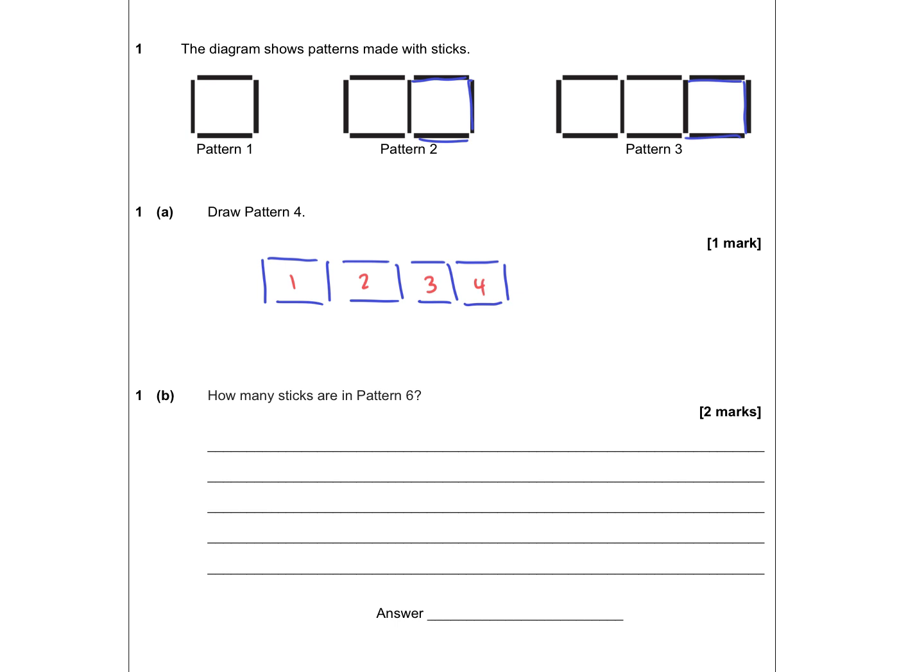All right, I would do this one by writing out the sequence for how many sticks are in pattern 6. So this first pattern has 4 sticks, and then 7, and then 10, and this one has 13. So I would look at that pattern: 4, 7, 10, 13. That's going up by 3 each time, so 16, 19, 22. And they want to know how many is in pattern 6. 1, 2, 3, 4, 5, 6. There we go, 19. There are other ways to do that. You could continue to draw the pattern, but I like to count, figure out what the sequence is.